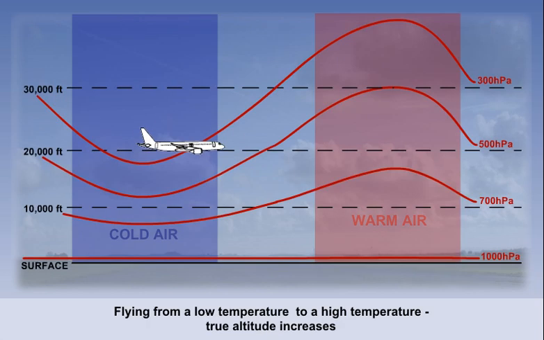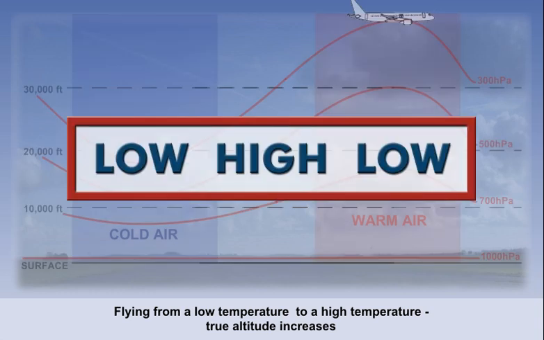This temperature effect will reverse if we fly into a warmer region. Notice how the aircraft is in fact climbing away from the ground, but that the indicated altitude is staying constant. This example illustrates the concept of low, high, low. Flying from a low temperature to a high temperature, the altimeter will read lower than true altitude.